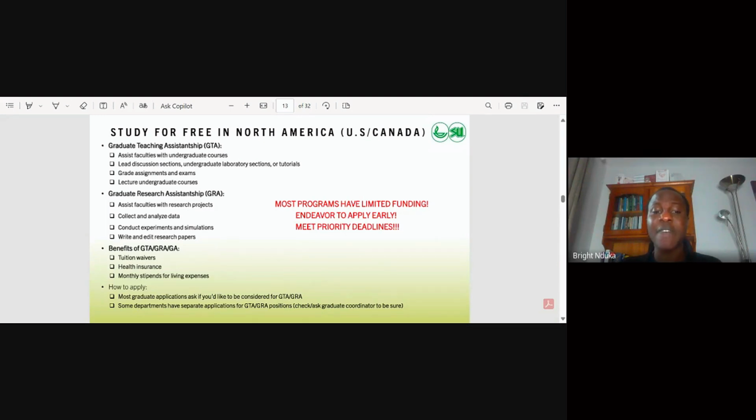Some departments have separate applications for GTA and GRA. So for some, they will ask you if you want to be considered. For some, there's a separate application you need to go through to apply. After you've applied for admission, you now apply separately for the GTA position if you want it. So you need to check and ask.